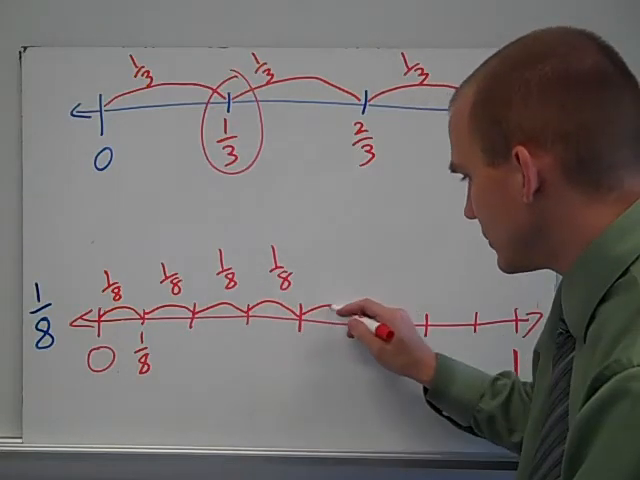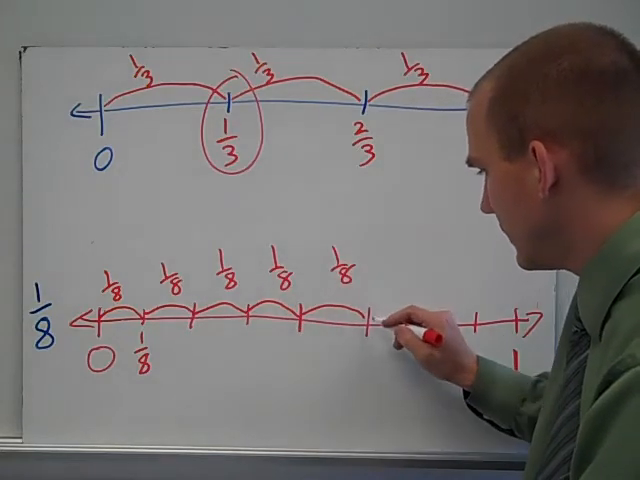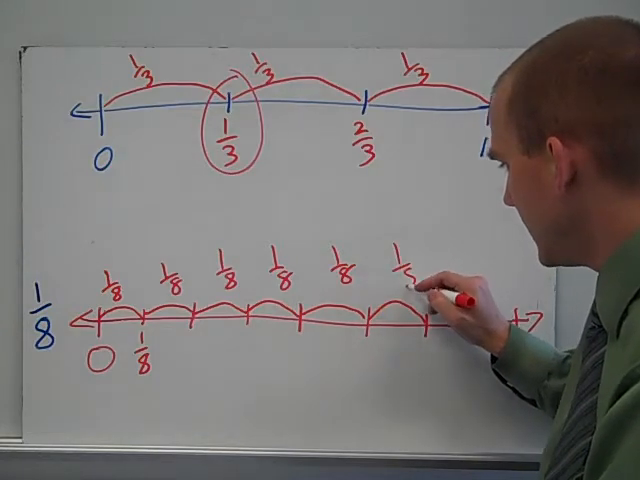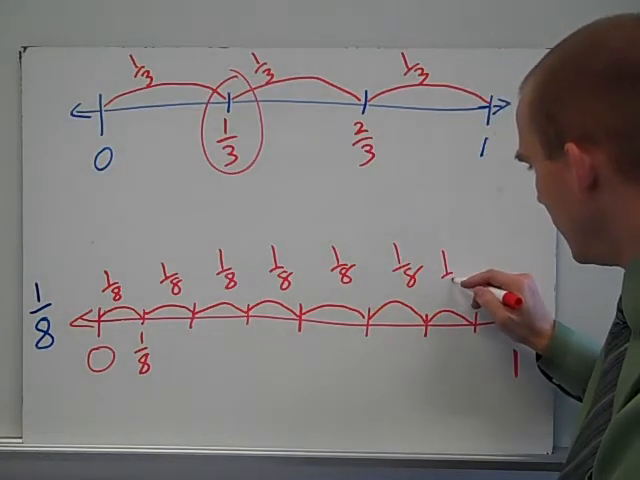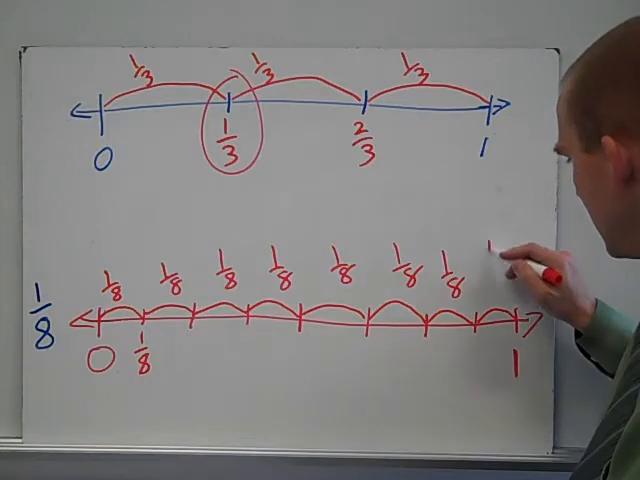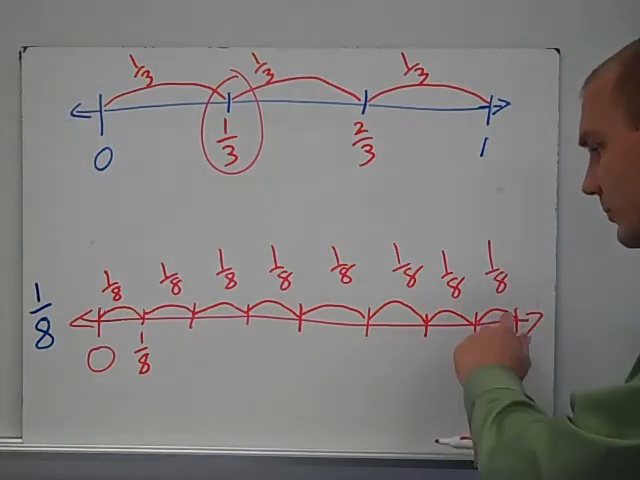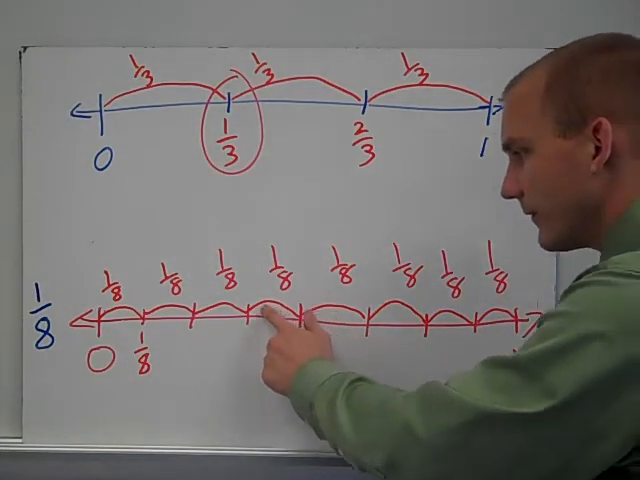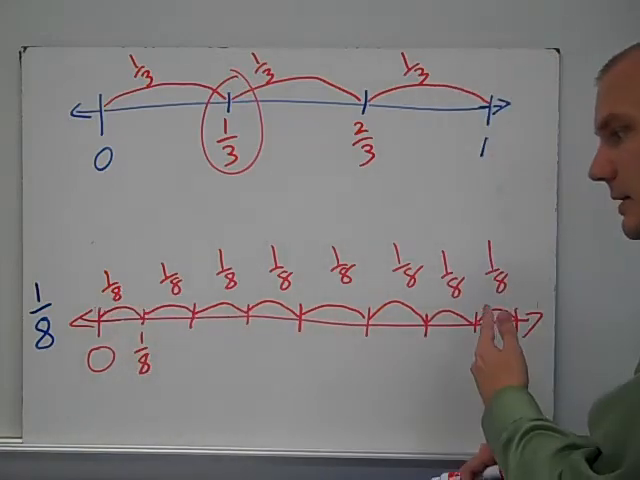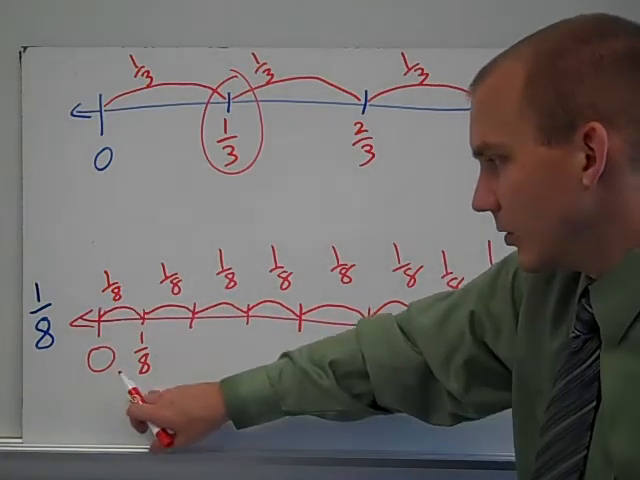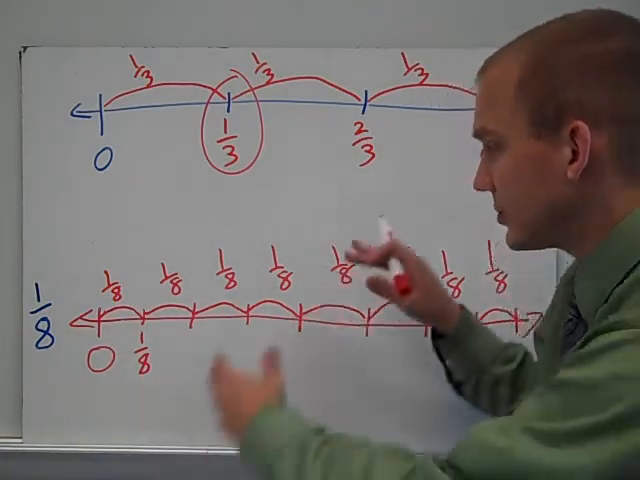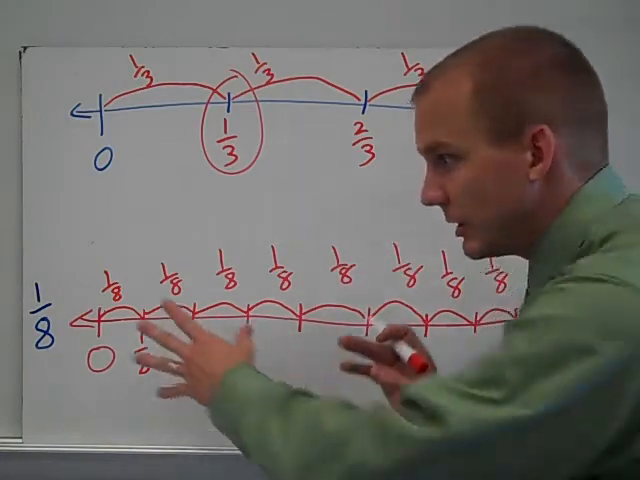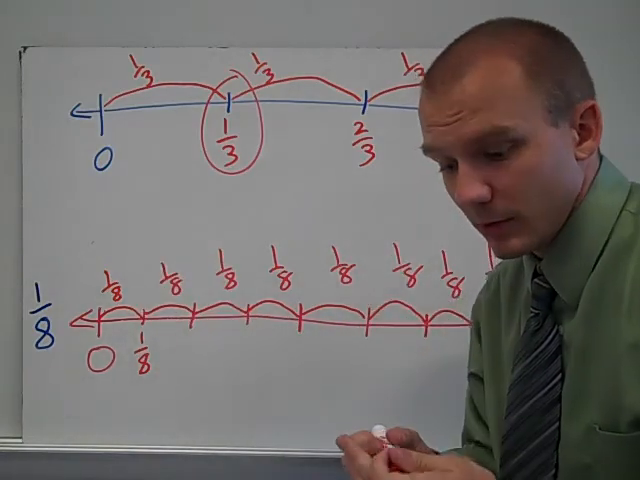Between these two is 1/8. 1/8, and 1/8. At the end, you should end up with 8. 1, 2, 3, 4, 5, 6, 7, 8. 8 distances of 1/8, and then 1/8 itself is located here. So there's 2 different ways you need to be able to show a fraction on a number line.